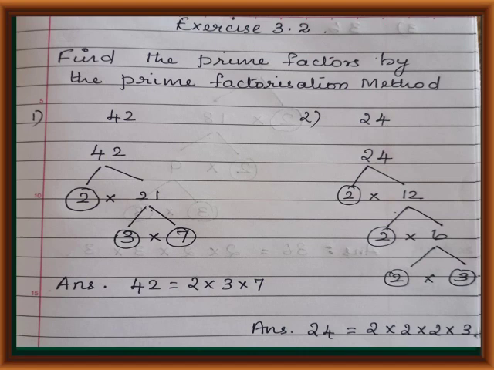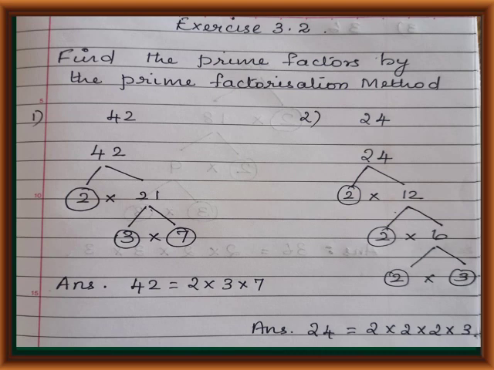So leave 2 aside as 2 is an even prime factor. Keep it aside. Then factorize 21. 21 ends with 1, and as it does not end with an even number, you go to the next prime factor 3. So 3 multiplied by what will give you 21? 3 into 7 is 21. So the prime factors of 42 are 2 into 3 into 7.